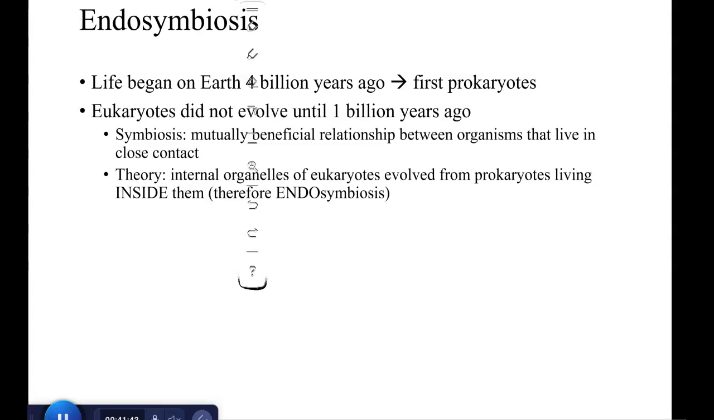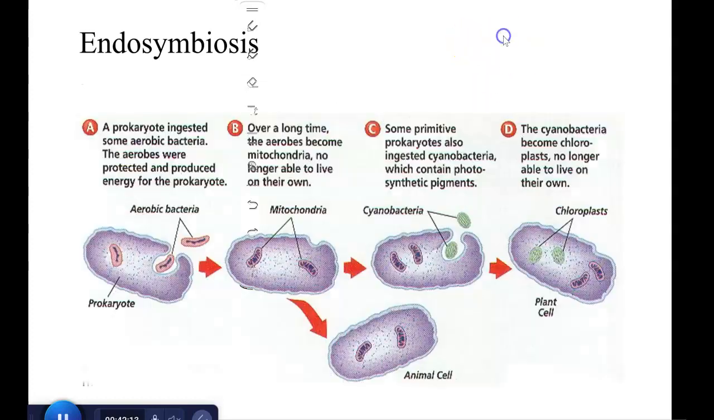So if we kind of dissect the word endosymbiosis, endo means in. Symbiosis is when organisms are living side by side. And the theory of endosymbiosis is that there were larger prokaryotic cells that gobbled up smaller prokaryotic cells, and they lived side by side. Eventually, those prokaryotic cells living inside that larger prokaryotic cell evolved into organelles. And we can actually see this with our mitochondria and our chloroplast.